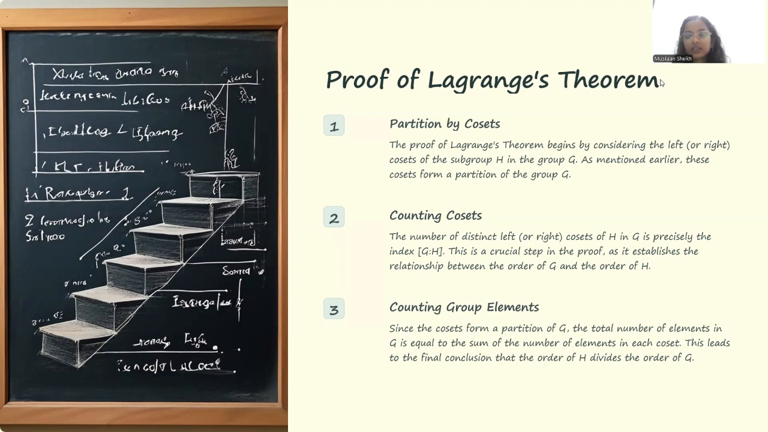This is a crucial step in the proof as it establishes the relationship between the order of G and the order of H. Counting group elements. Since the cosets form a partition of G, the total number of elements in G is equal to the sum of the numbers of elements in each coset. This leads to the final conclusion that the order of H divides the order of G.